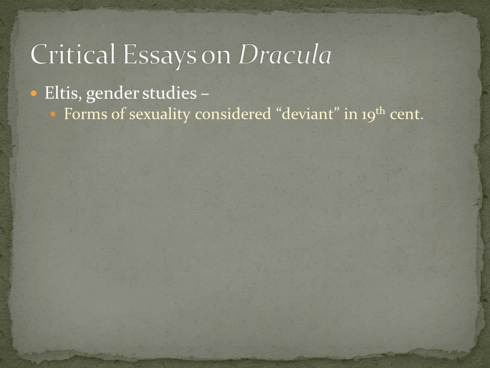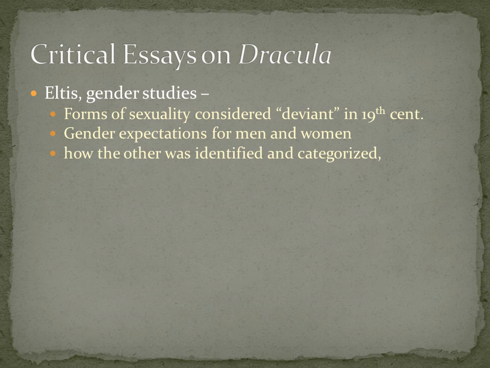Eltis does a gender approach, and he talks about forms of sexuality that were considered deviant in the 19th century. So you can look at his essay specifically for what these are, but things that were not considered appropriate sexual behavior in the 19th century. He also looks at the gender expectations for men and women, how the other was identified and categorized. He uses the phrase, I think, in the title throughout the essay of policing the borders of gender.